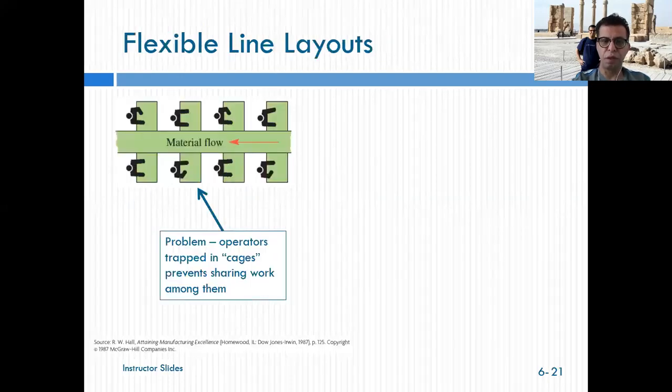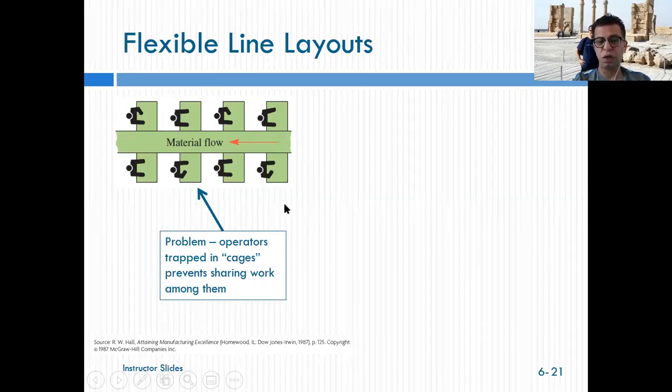Now, this shape, the flexible line out. If you notice here, when the product, the work comes in here, these people are not looking at each other. The product comes in here, he fixes it, he does his process and sends it down. If anybody is slow, that will probably slow down the flow of the product. So the problem: operators trapped in cages, preventing sharing work.